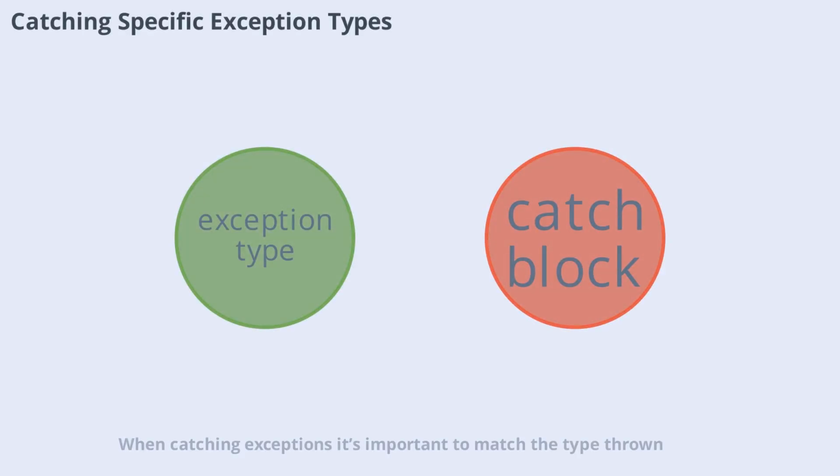In catching exceptions, it's important to match the type thrown. In the division example, we throw a const char* and catch it with a catch block for const char*. If you use a different type, the exception won't be caught and the program may terminate. Always ensure your catch blocks match the types you throw.